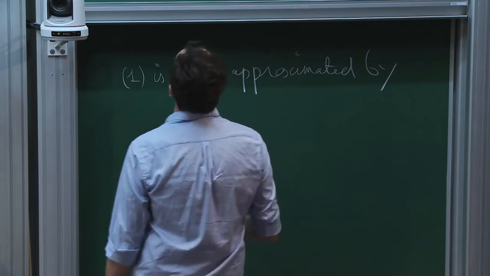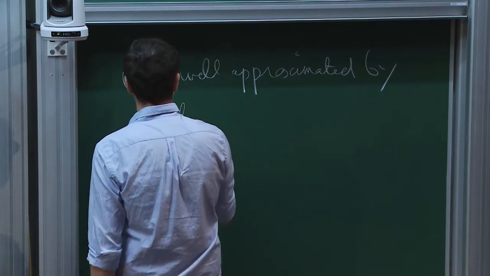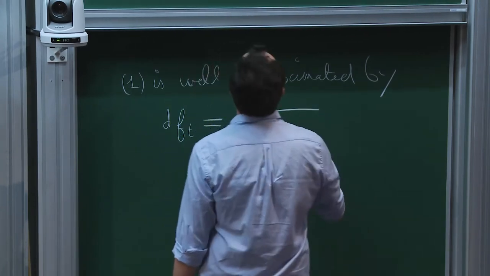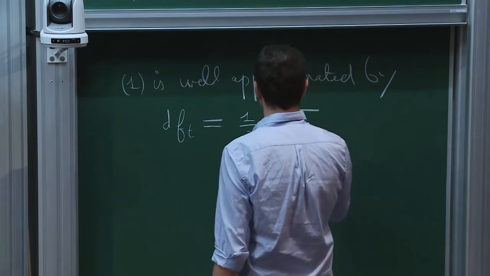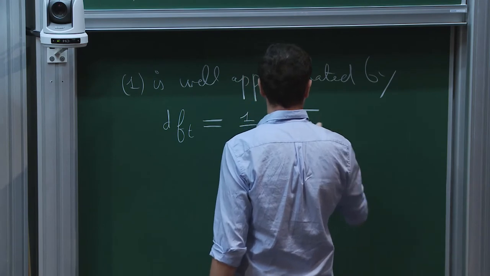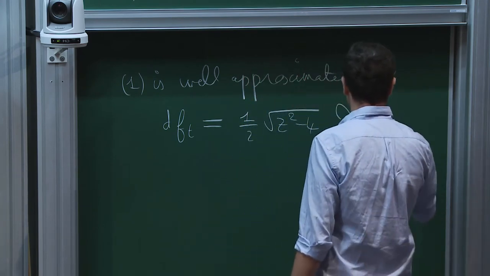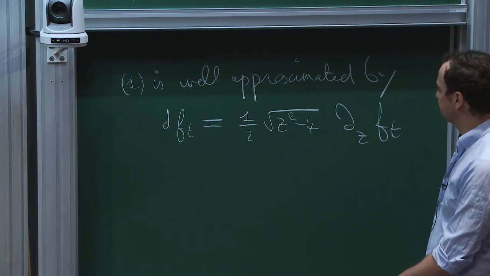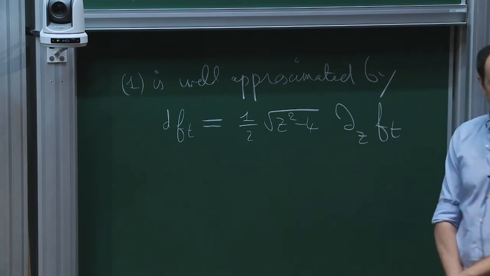So it's well approximated by dFT, which is just 1/2 of the square root of z squared minus 4 dz of FT. Okay. Everyone follows at least the chain of equalities here? Okay. So what type of equation is this?